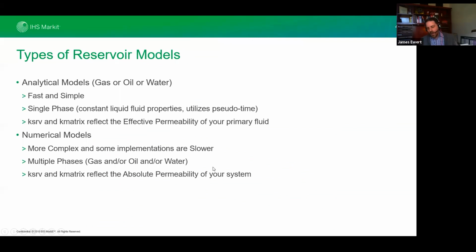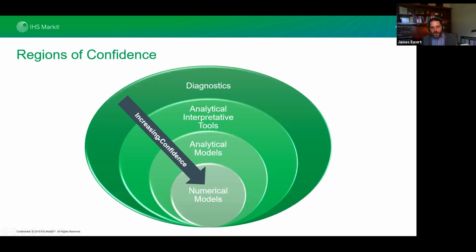I did touch on this as well, the difference between analytical and numerical models. Analytical means single phase. For gas, you would need to use Pseudo-Time in order to do those calculations. Numerical models, some people refer to them as multi-phase models, but you can do it just for dry gas as well. It doesn't require that Pseudo-Time calculation. So it's going to give you a better, more reliable forecast if you were susceptible to Pseudo-Time issues.